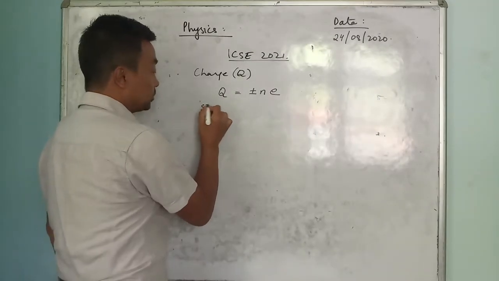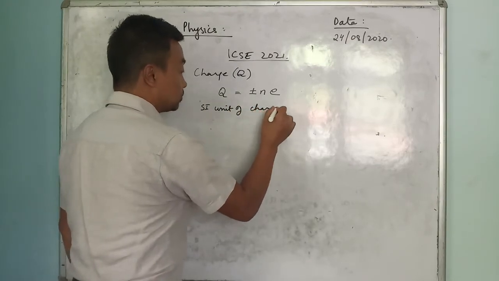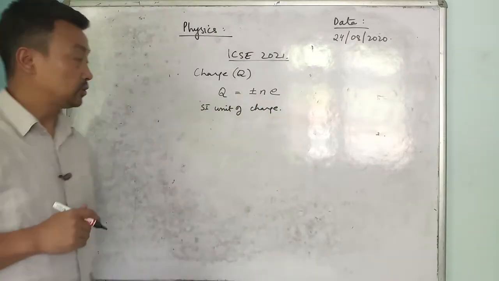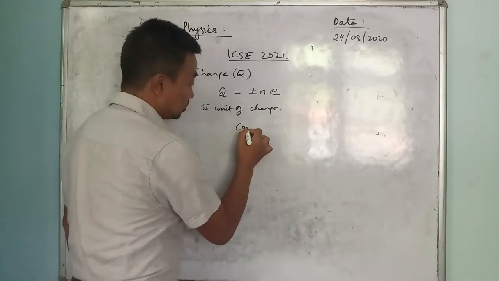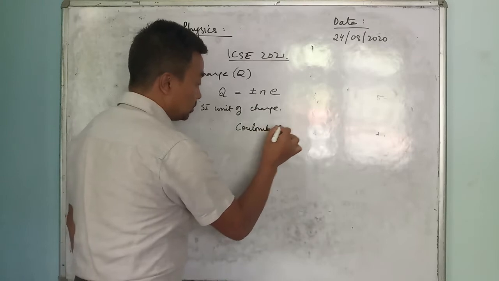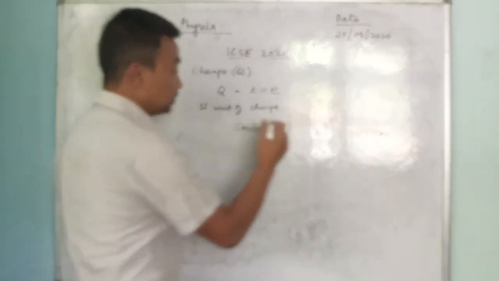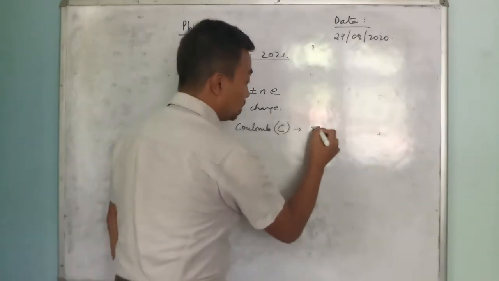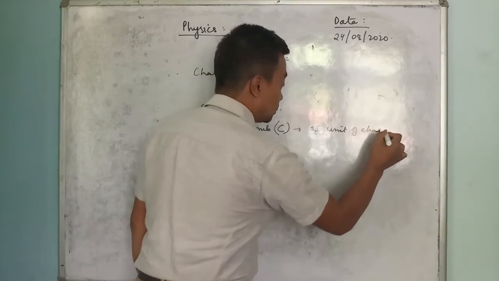Now we will discuss the SI unit of charge. The SI unit of charge is given as coulomb. It is given as capital C. So coulomb is the SI unit of charge.